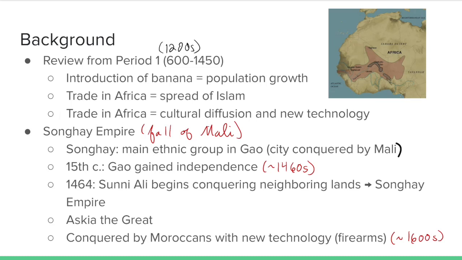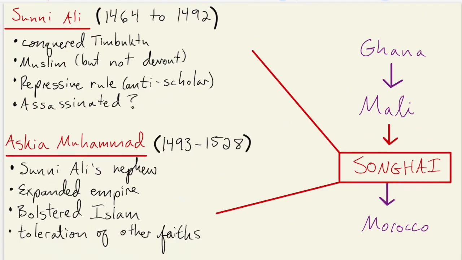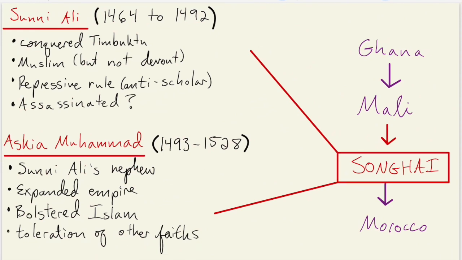He's actually the one credited with conquering Timbuktu, which, in addition to being a center of Islamic learning, is also a center of trade, meaning that it makes a lot of money. Now, he is Muslim, but he's not particularly devout. He's Muslim because everyone in Africa during this time is Muslim due to the cultural diffusion of Islam along the Saharan trade routes. So he's not really devout. He's very anti-scholar. In fact, under his rule, you get repressive policies.